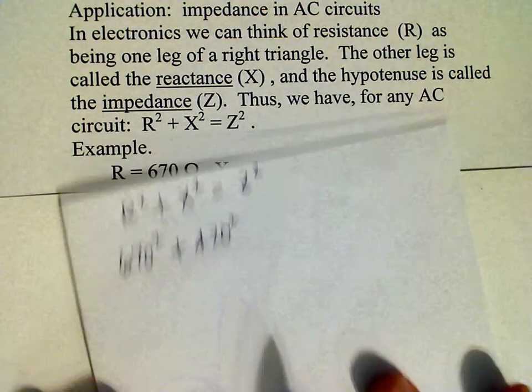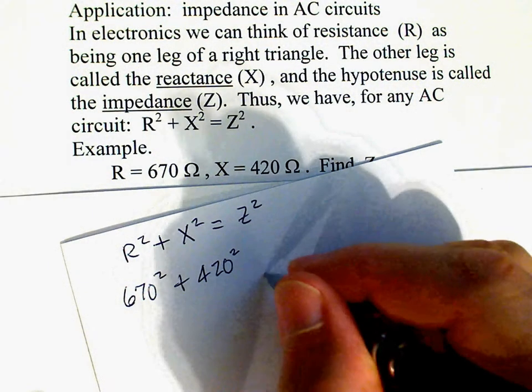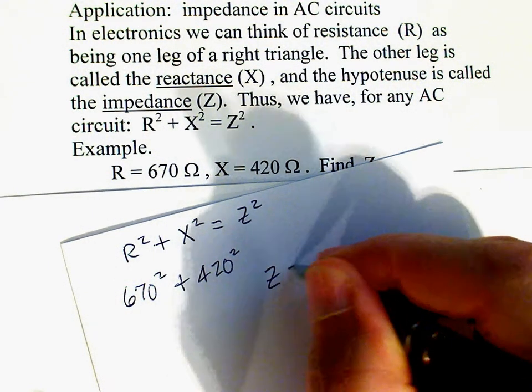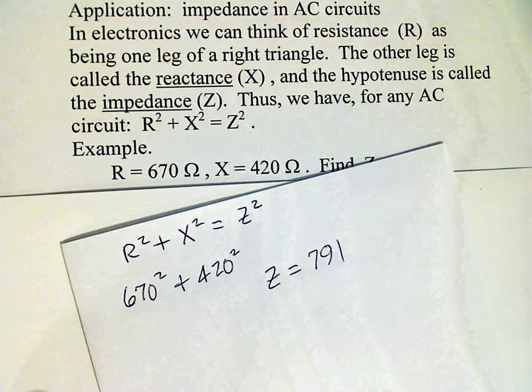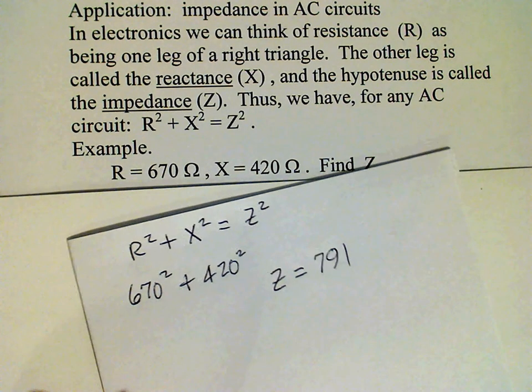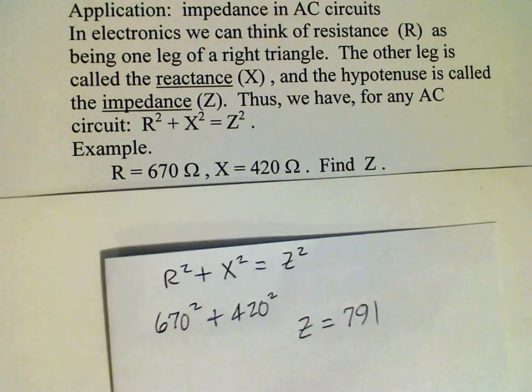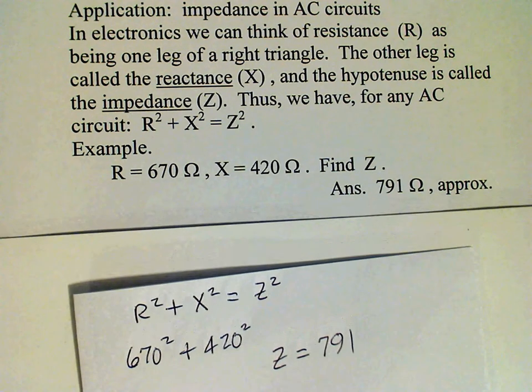And usually we will round answers off to the nearest ohm, or possibly even less precision. Don't bother writing 5 decimal places for answers like this. You're not going to find better precision in a resistor anyway.